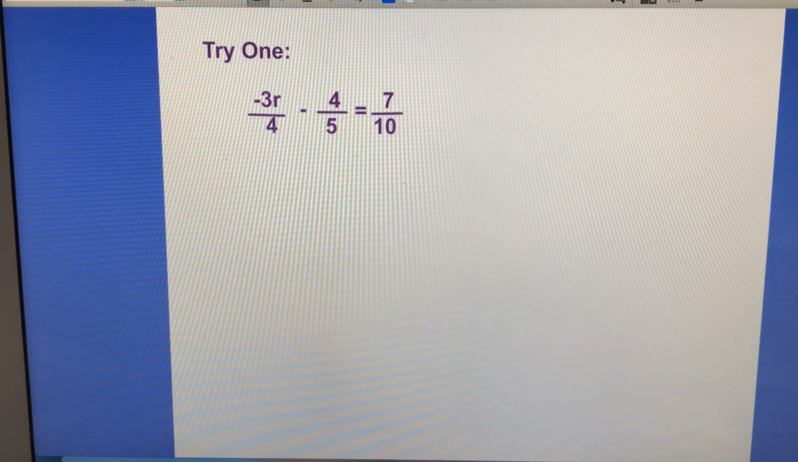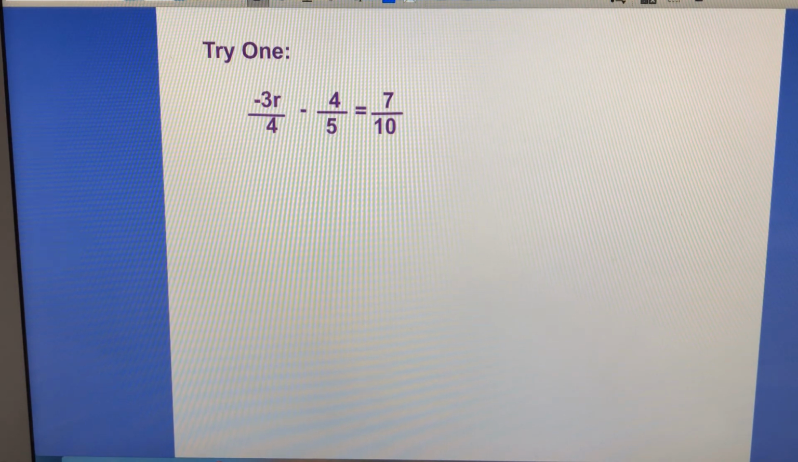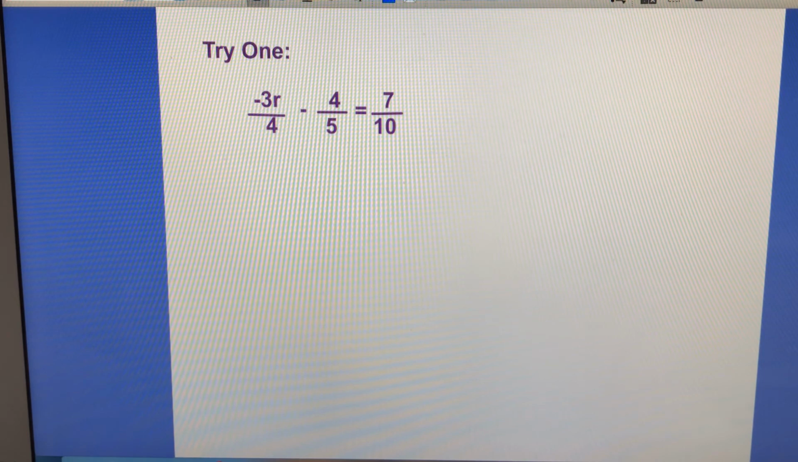One left for you to try. Look for a common denominator. Pause the screen.